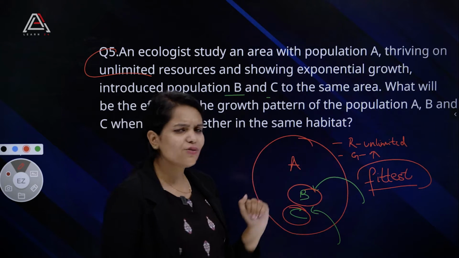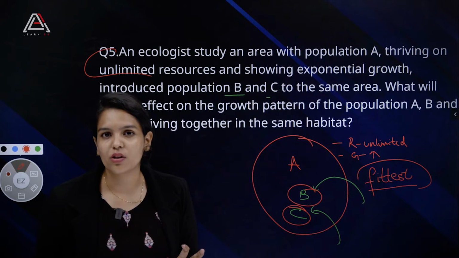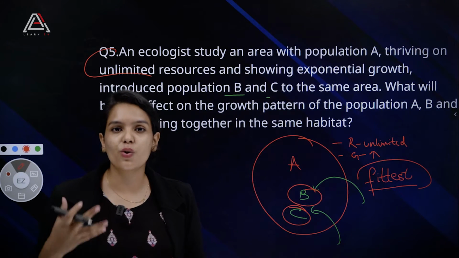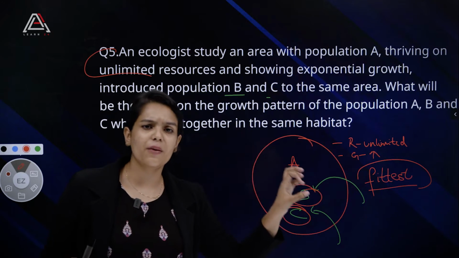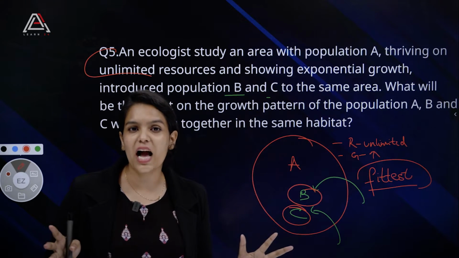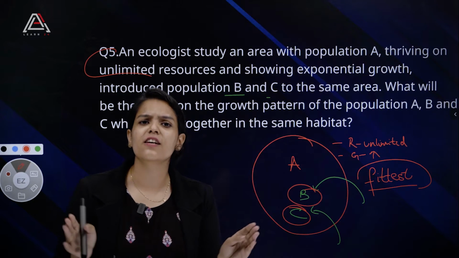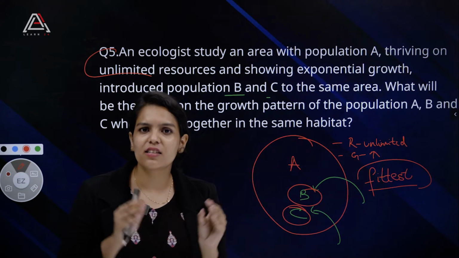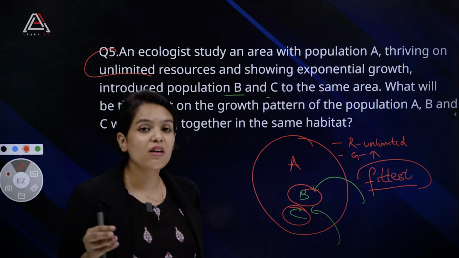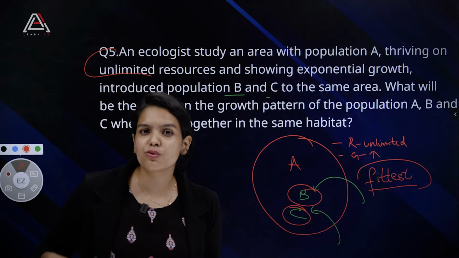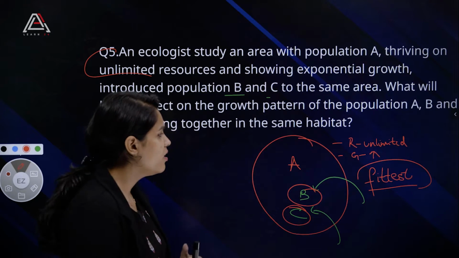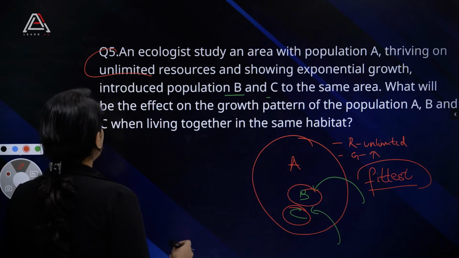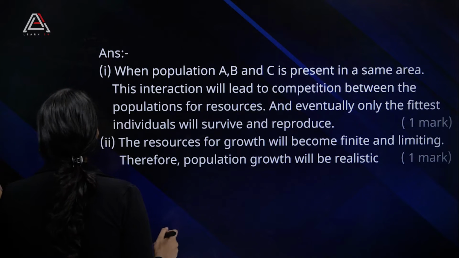All right, next they are asking how will be the growth. Now A was getting unlimited resources. Now A, B and C are introduced. So what will happen? The resources are limited here. So what will happen to the growth pattern? The growth pattern will be realistic. So perfect, you have to mention all this in the answer.